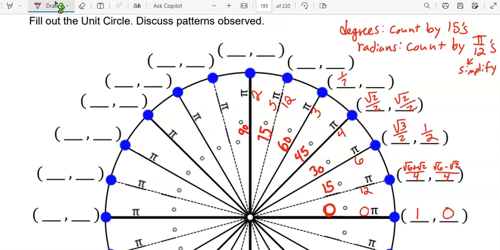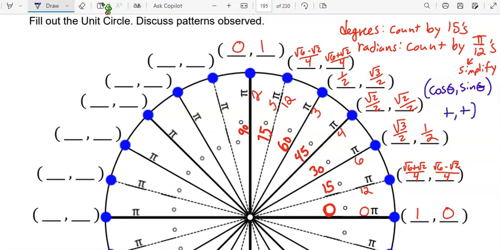And then we have (1/2, square root 3 over 2). And then (square root 6 minus square root 2 over 4, square root 6 plus square root 2 over 4). And then we have (0, 1). For the x's and the y's, the coordinate point is (cosine theta, sine theta).